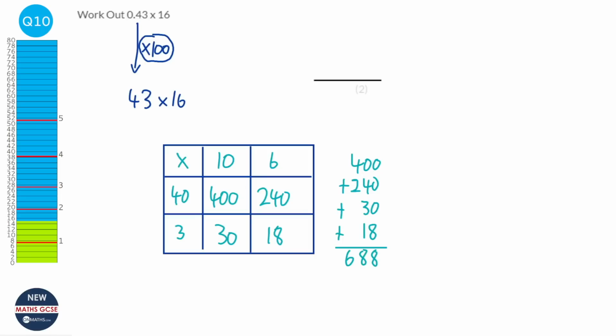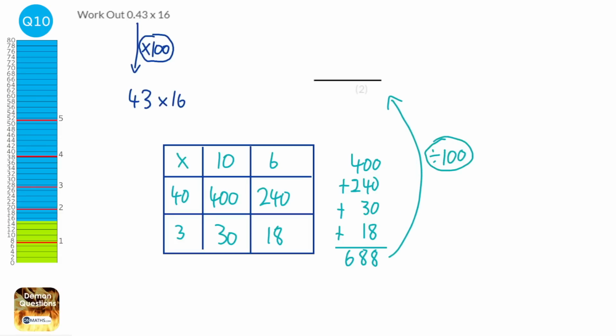Okay. Now, the problem is that obviously this is not going to equal 688. What we've done though is we've timesed it by 100. So to find the answer, all we need to do is undo that times by 100, so divide it by 100. When we divide that by 100, we get 6.88.